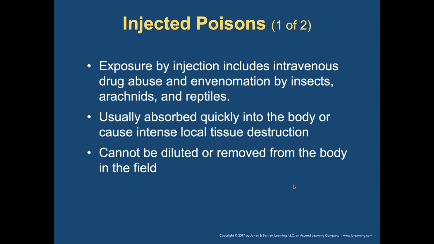All right. So, injected poisons. Exposure by injection includes IV drugs, environmental by insects, arachnids and reptiles. Injected poisons are usually absorbed quickly into the body and cause intense local destruction. They cannot be diluted or removed from the body in the field, and the patient's condition can be life-threatening and most likely act quickly. Well, we know about the bee stings, we know about the animals. A snake, that's going to be dangerous in itself. I'd probably have hurt myself worse than a snake is. But we know it's an injection.